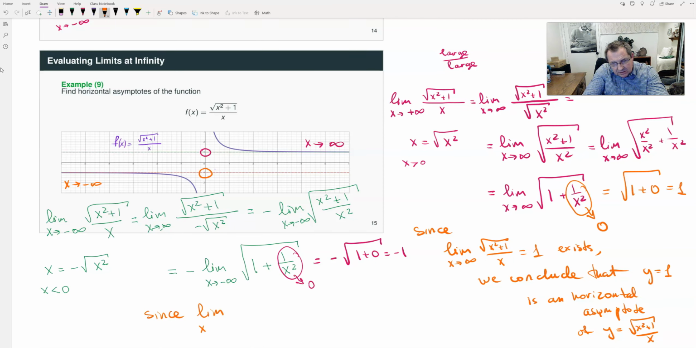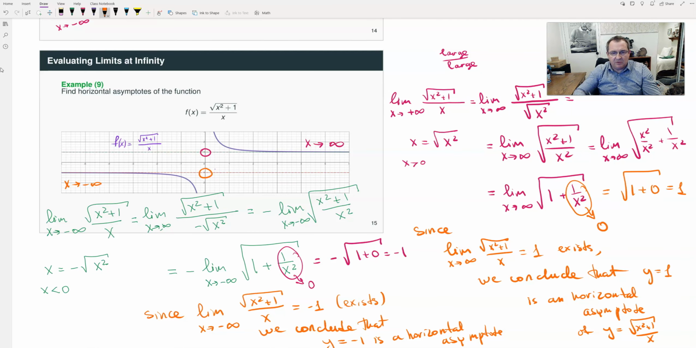Since the limit as x goes to minus infinity of square root of x squared plus 1 divided by x is equal to negative 1 and the limit exists, we conclude that y equals negative 1 is a horizontal asymptote. Well, in fact, we'll have two asymptotes: y equals 1, and the function will follow y equals 1 when x goes to infinity, and negative 1, the function will follow that asymptote when x goes to negative infinity.